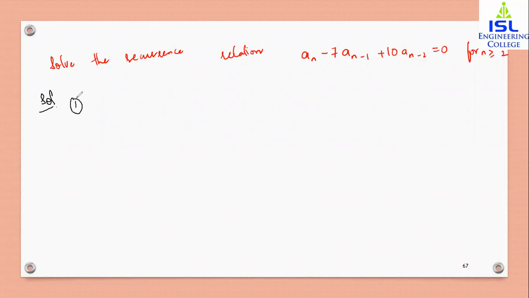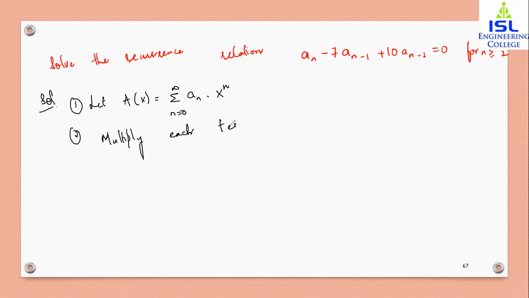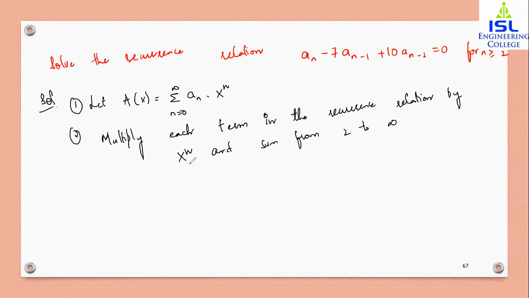So the first step will be, let us consider our generating function A(x) equal to the sum from n equals 0 to infinity of a_n x^n. That is how we write it, a_n x^n. Now the next step will be, multiply each term in the recurrence relation by x^n and take the sum from 2 to infinity.